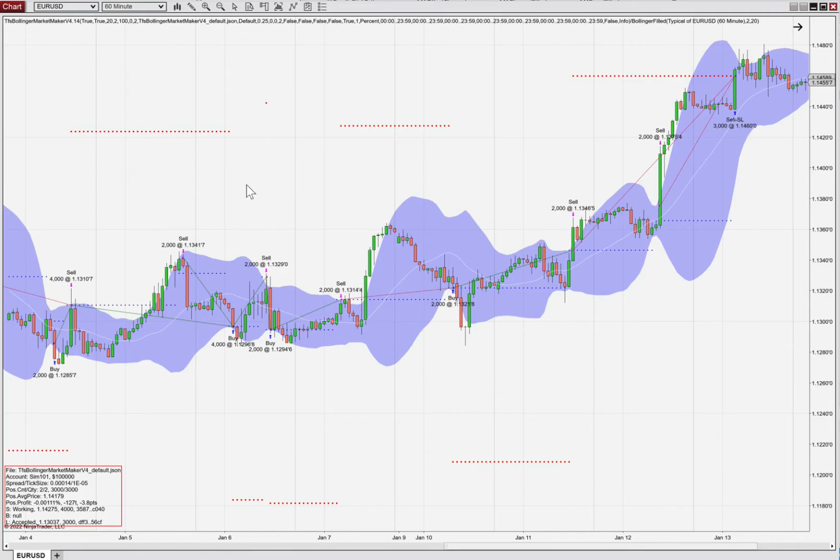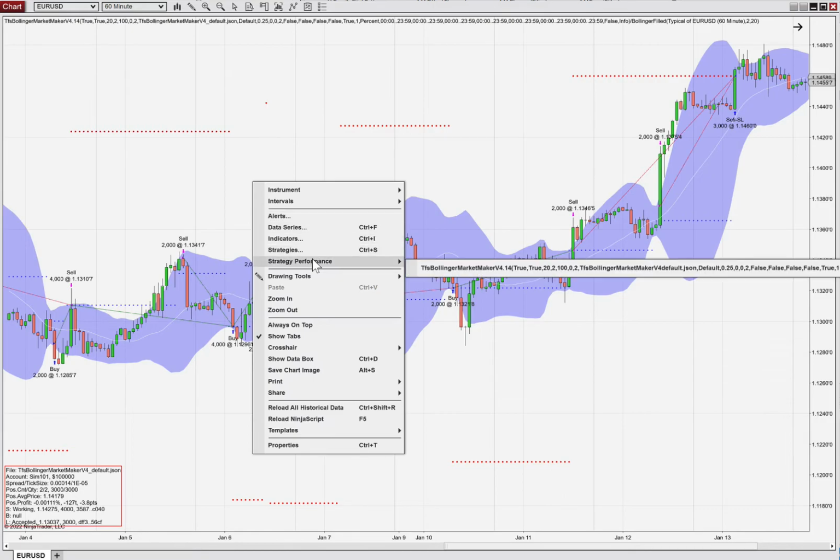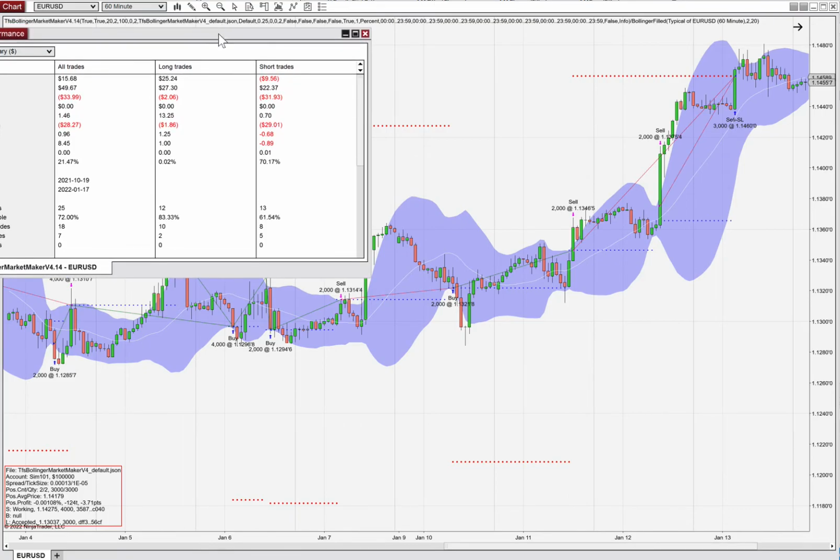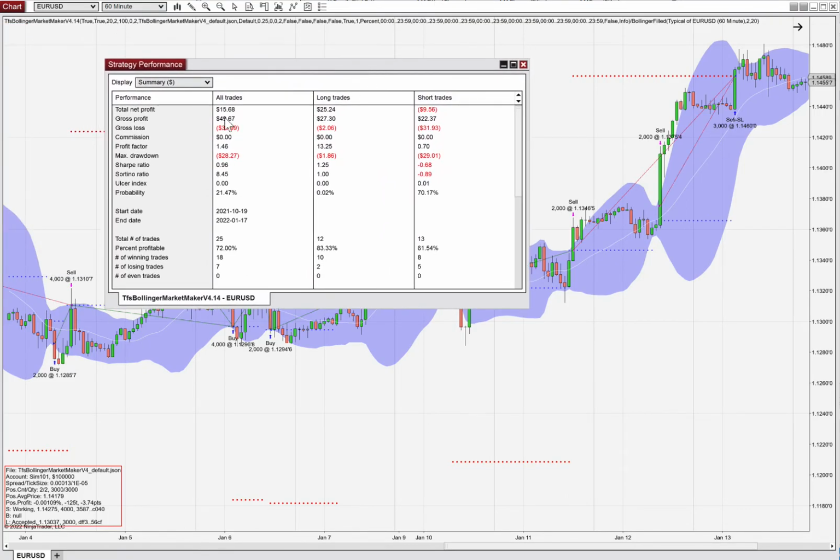If you look at the overall performance, just showing it here randomly, it's not optimized or anything. So this is the performance chart saying the gross profit was 49, the net profit 15. So actually we made some money here, profit factor 1.46, right? Not optimized. I had it running for, I think, 90 days. That's what I have set it up.